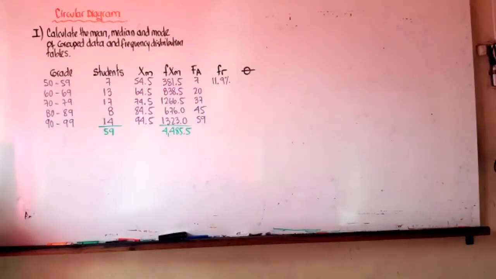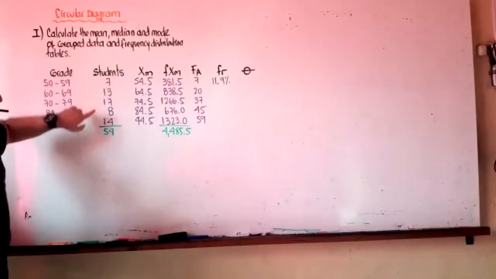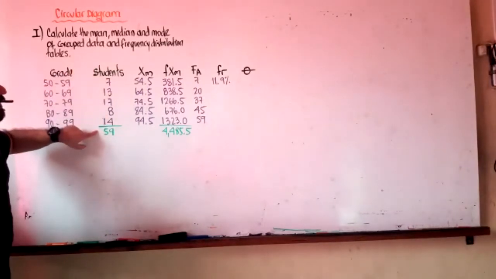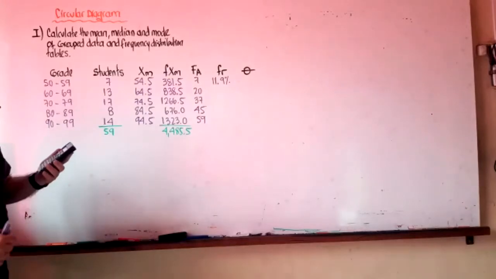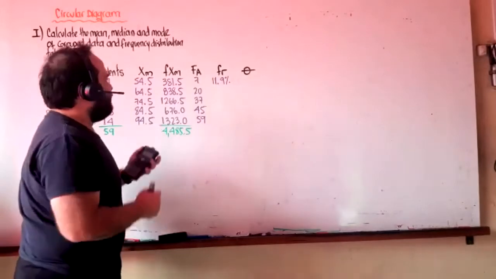Can you repeat how we get the frequency? Okay, 7 divided by 59, then multiply the result by 100. Yes. Okay. The next one will be 22%.